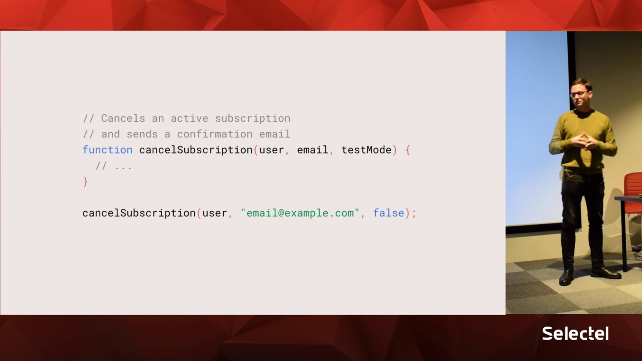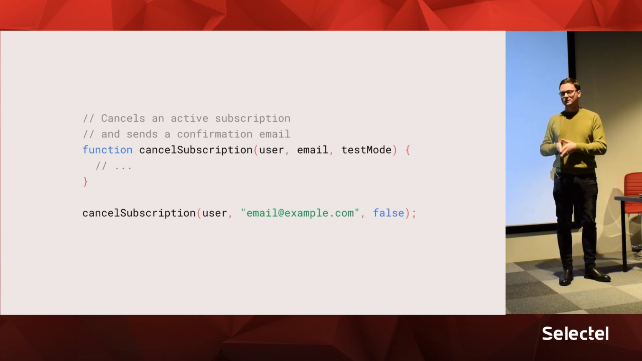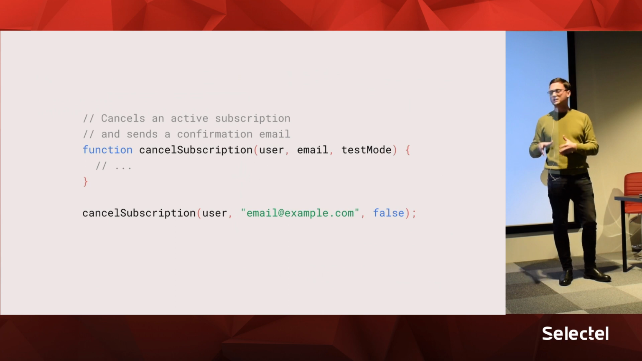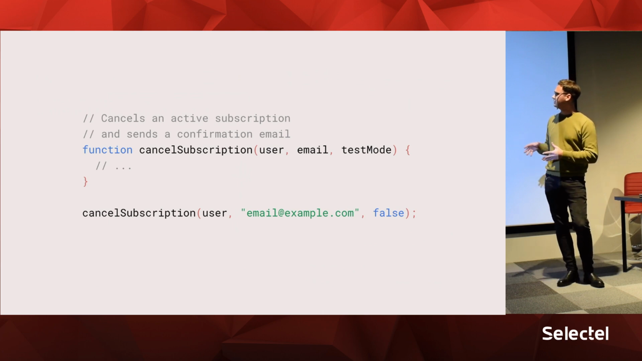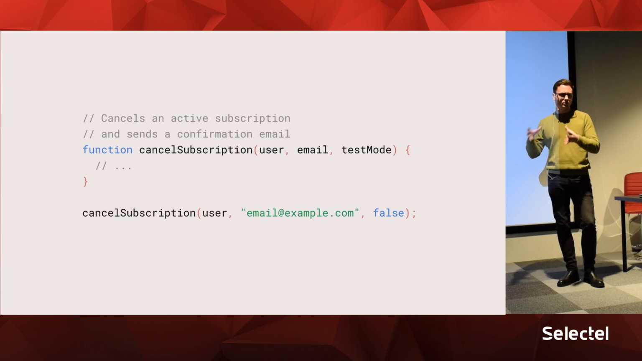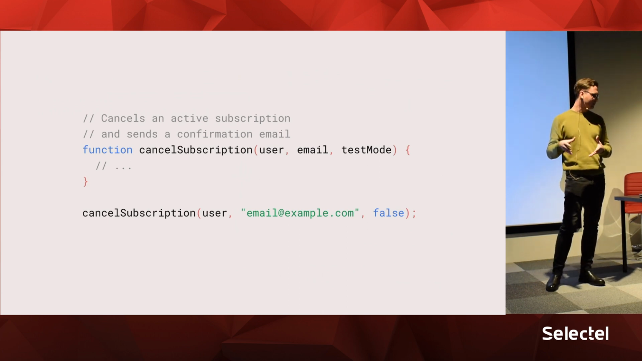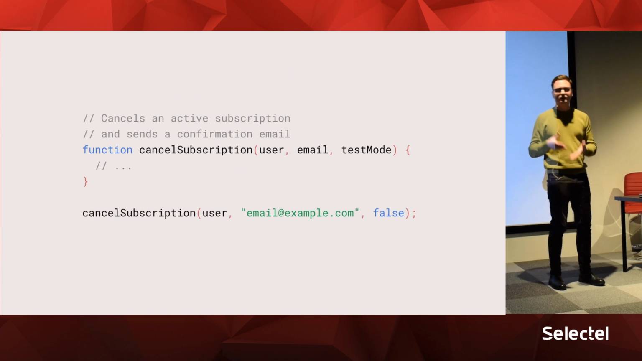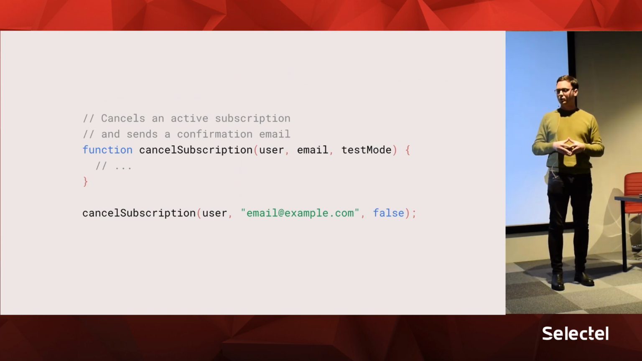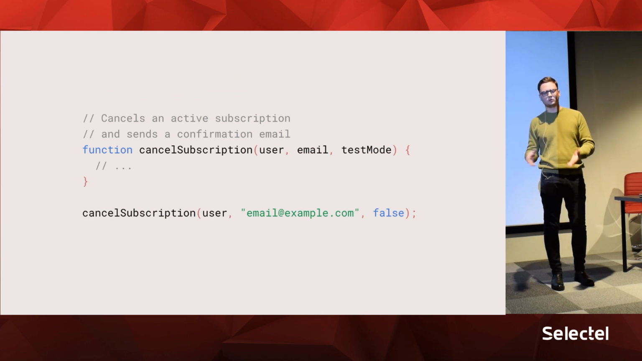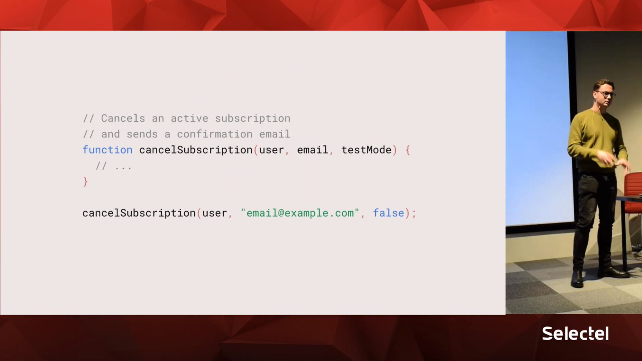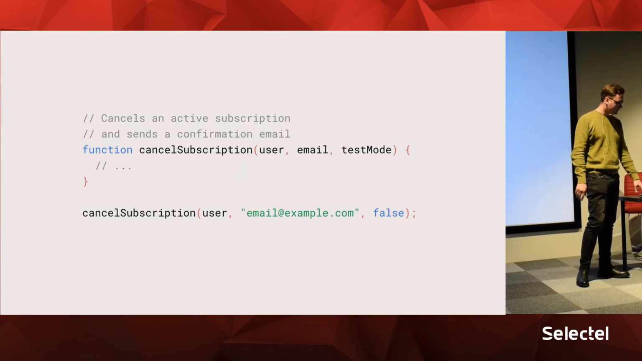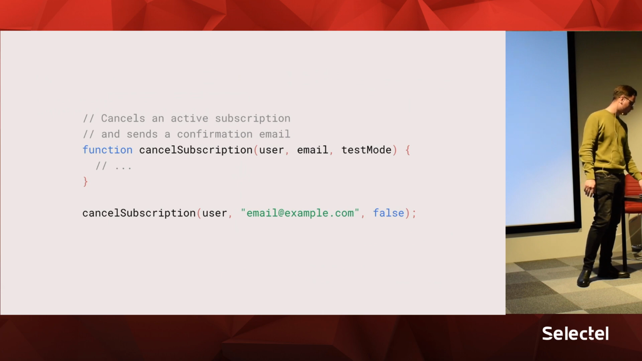But now if we come to the code, let's say we have this function, and this is actually a real function that I found in one of the projects I'm working on. I think it was written by someone, and basically this function takes a user, cancels their active subscription, sends a confirmation email, and then there's also a third flag called test mode, which can be used in tests. If you don't want a real email to be sent, you just pass it through and everything will be mocked. Well, this is probably not the best design, so let's think about how we can improve it.